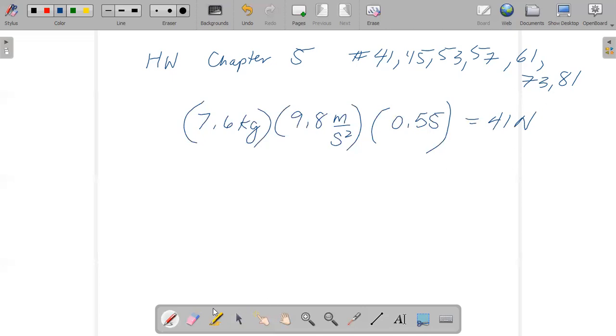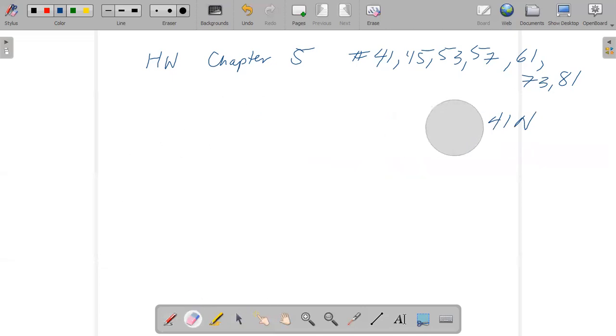All right, number 45. Number 45 reads, a horizontal force of 10 newtons is applied to a stationary 2 kilogram block as shown in figure 528. The coefficient of static friction between the block and the floor is 0.75. The coefficient of kinetic friction is 0.45. Find the acceleration of the block.